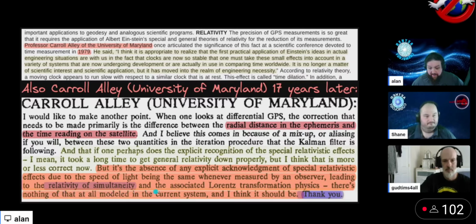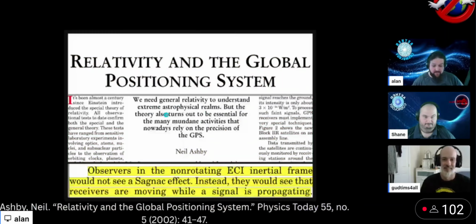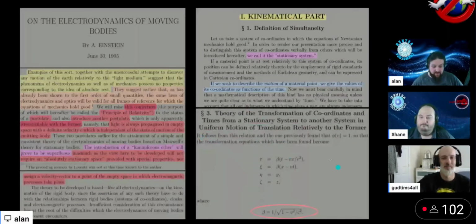There's nothing of that modeled in the current system, and I think there should be. Oh no! It has to be in there for this to work. To 17 years later, him complaining that it's still not in there, but working. That it's still not in there. That Lorentz physics, that these transformations do not exist.